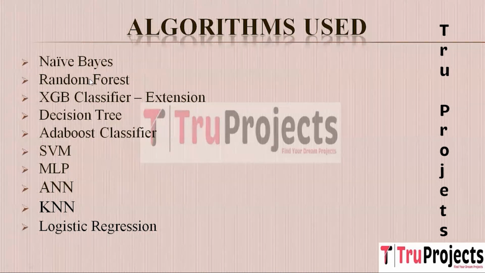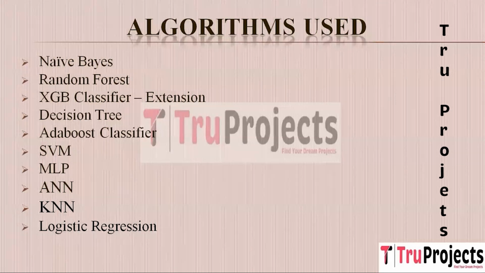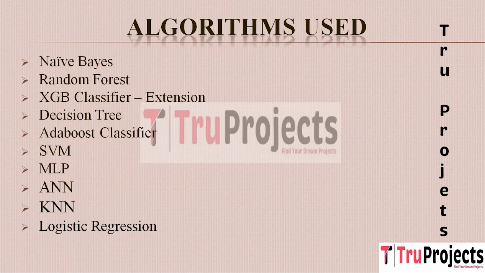The third one is XGBoost classifier. It is an advanced gradient boosting algorithm known for capturing complex patterns and improving predictive performance, making it valuable for diverse text data. The next one is decision tree. It creates a tree-like structure to partition data based on features, offering interpretability and insight into key classification factors. The next one is AdaBoost classifier. It is an ensemble method that combines weak classifiers to strengthen overall performance, focusing on challenging text examples.